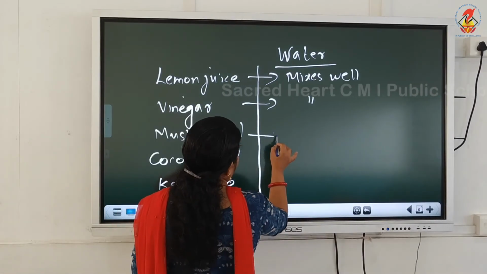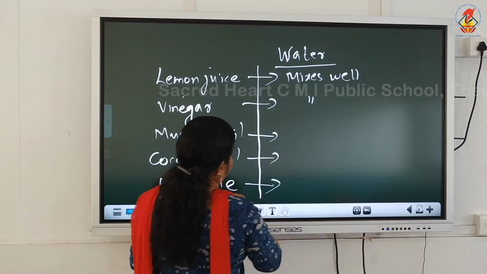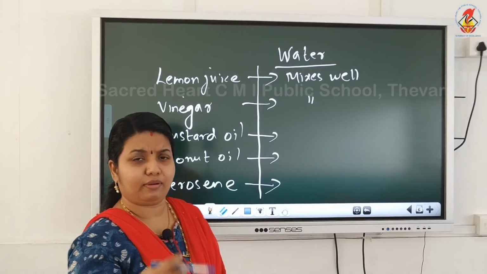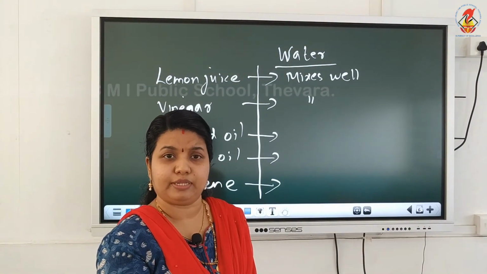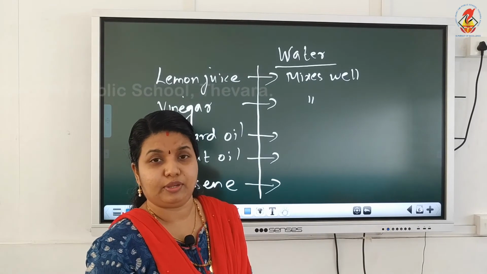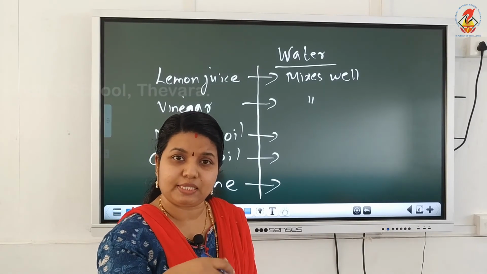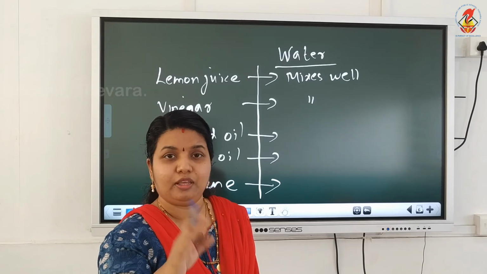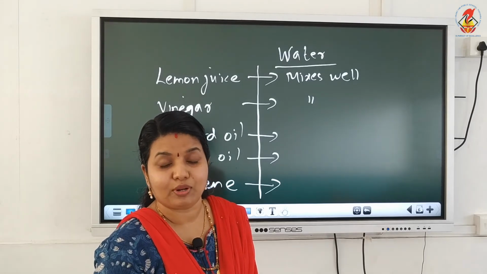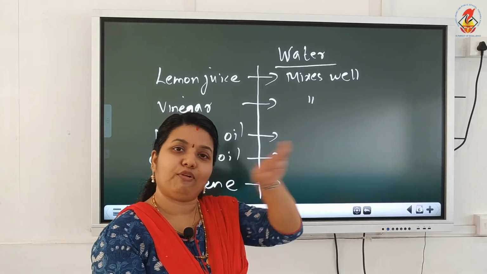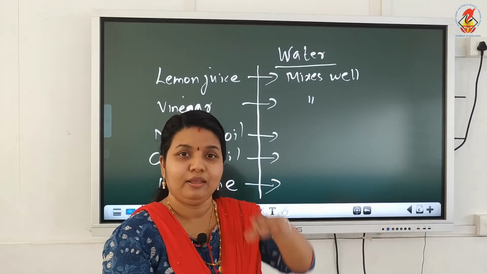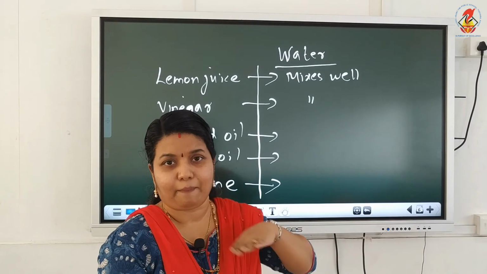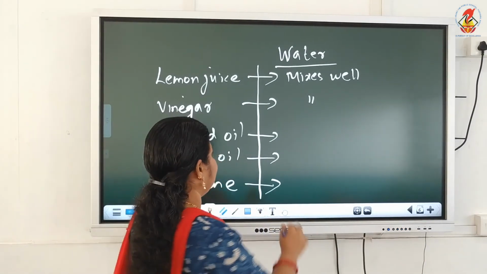Now what is the case with mustard oil, coconut oil and kerosene? 1 teaspoon of mustard oil or coconut oil. Any oil you take, mix it with water. If mustard oil is not available, take 1 teaspoon full of coconut oil, add it to water, mix it well with a spoon. Wait for some time. What will happen? You can see that oil floats on the top of water. Oil layer on the top, water at the bottom. So it doesn't mix.